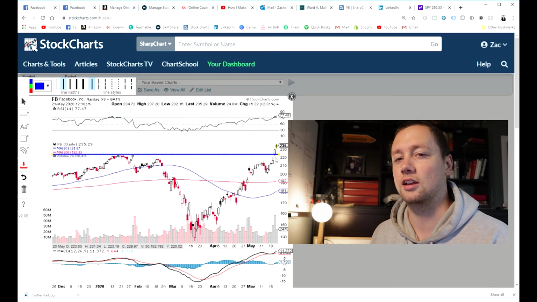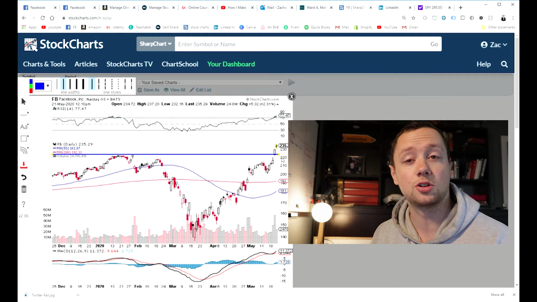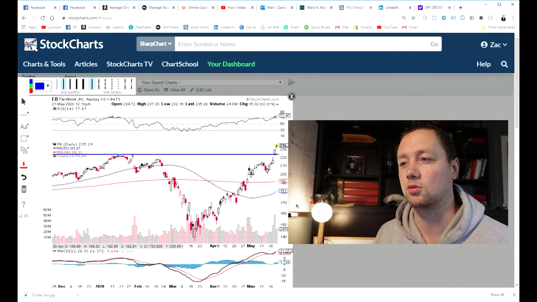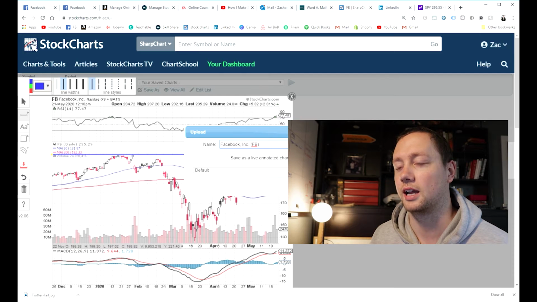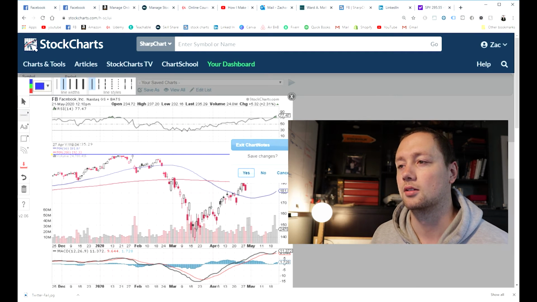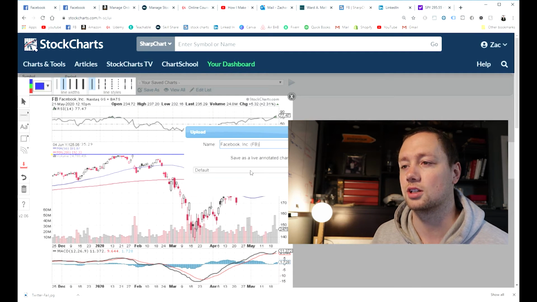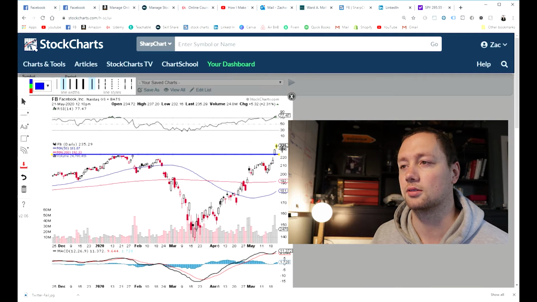And I think this trend of Facebook, and Instagram especially, being more popular throughout COVID is going to continue. So I think Facebook is a great buy right now. I'm going to save this and I'm going to consider buying it later in the day. I'm going to exit out of this, exit chart, save changes, yes, default, upload.